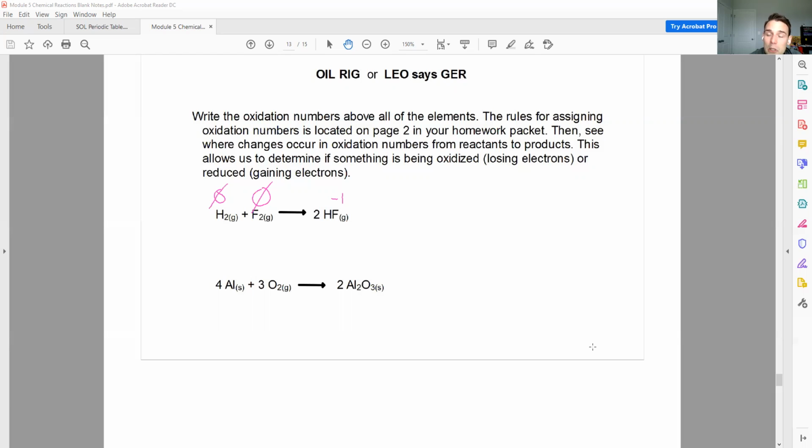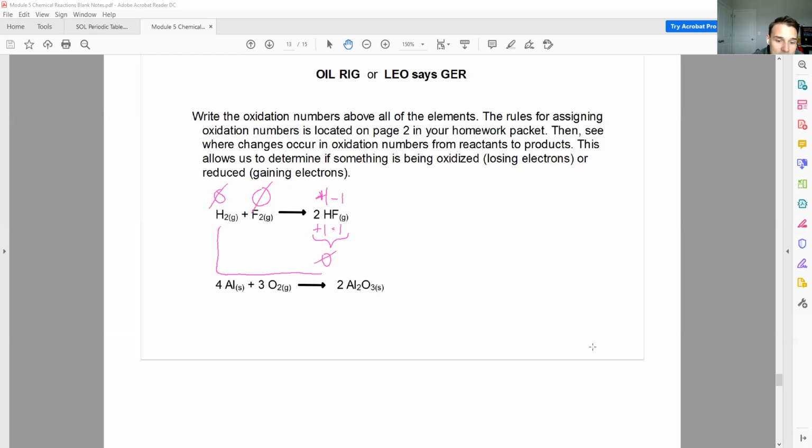Okay, down below, what I like to do is put the totals. So we don't look at the coefficients for this. I've got 1 fluorine, that's -1. I know that together, these things have to be 0 because it's a neutral compound. That means this has to be +1. There's one of those, so that's +1. Okay, so I've got my oxidation numbers, and now we see, okay, how have they changed?